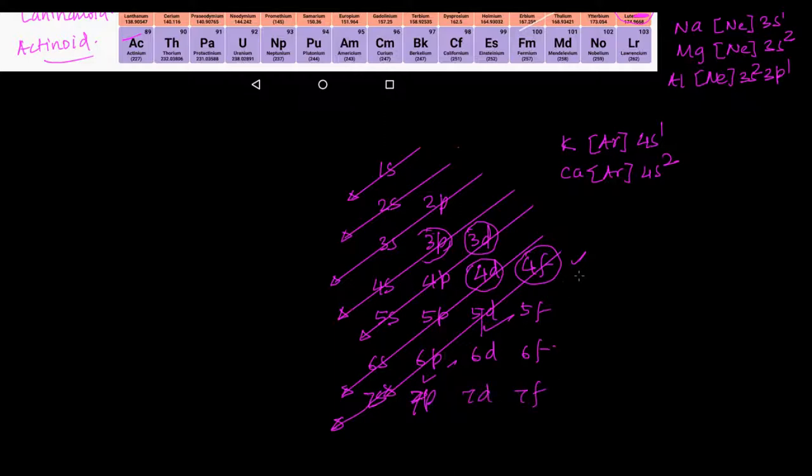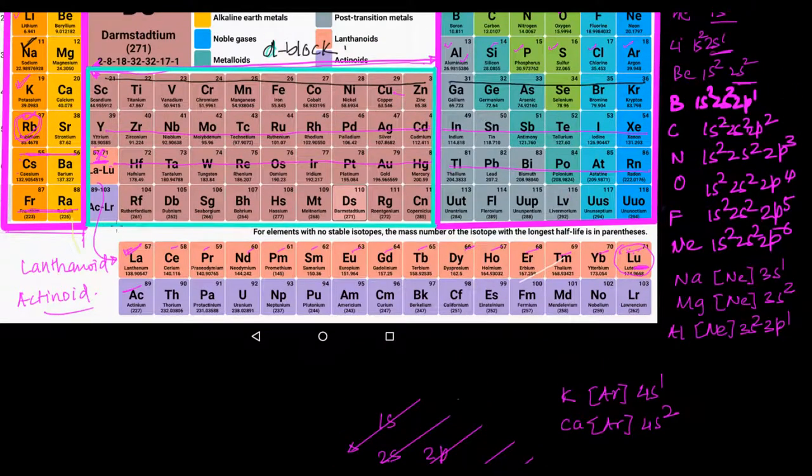And from there, it again goes to 5P. You see that? So 5F, I'm sorry, 5F. And that is where the actinoid kicks in. Okay? Many a times you'll find this written here.